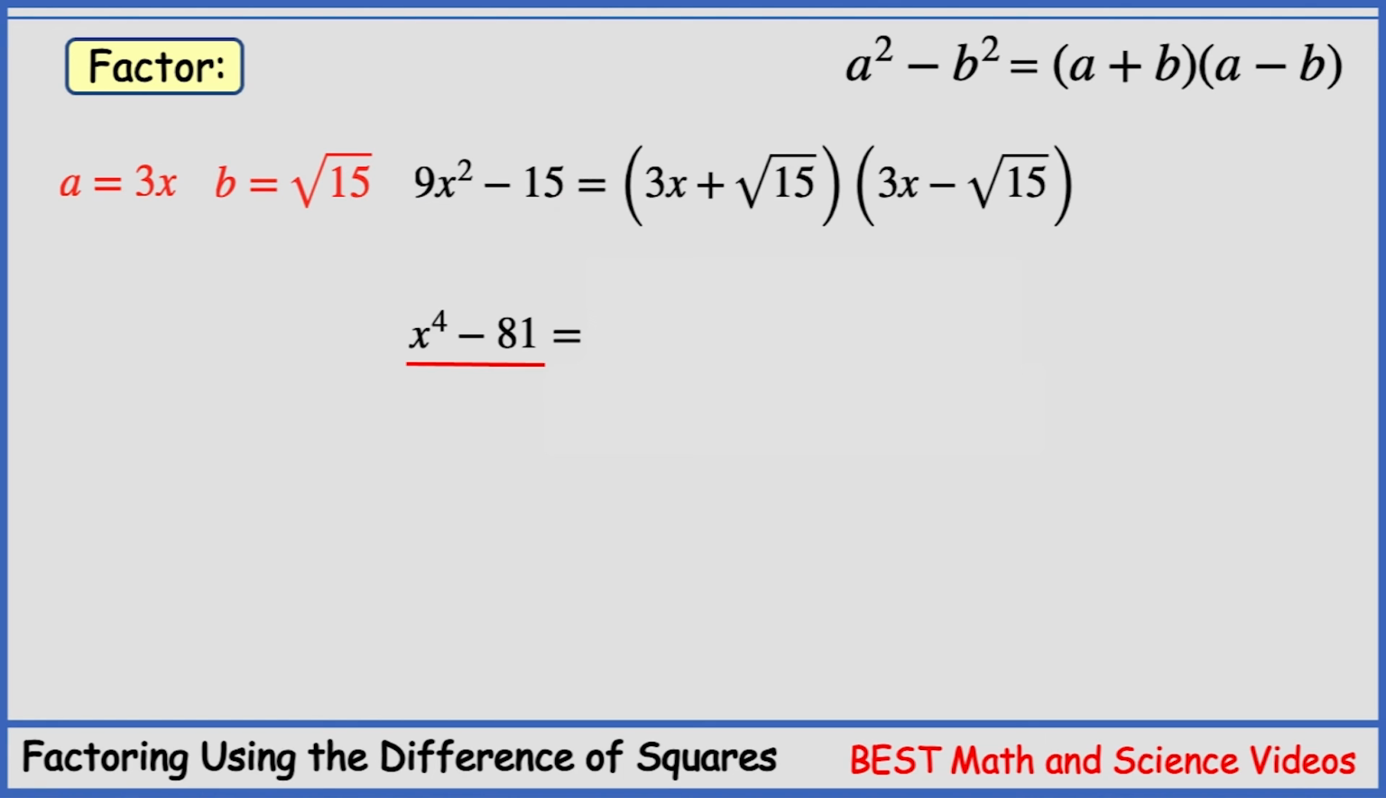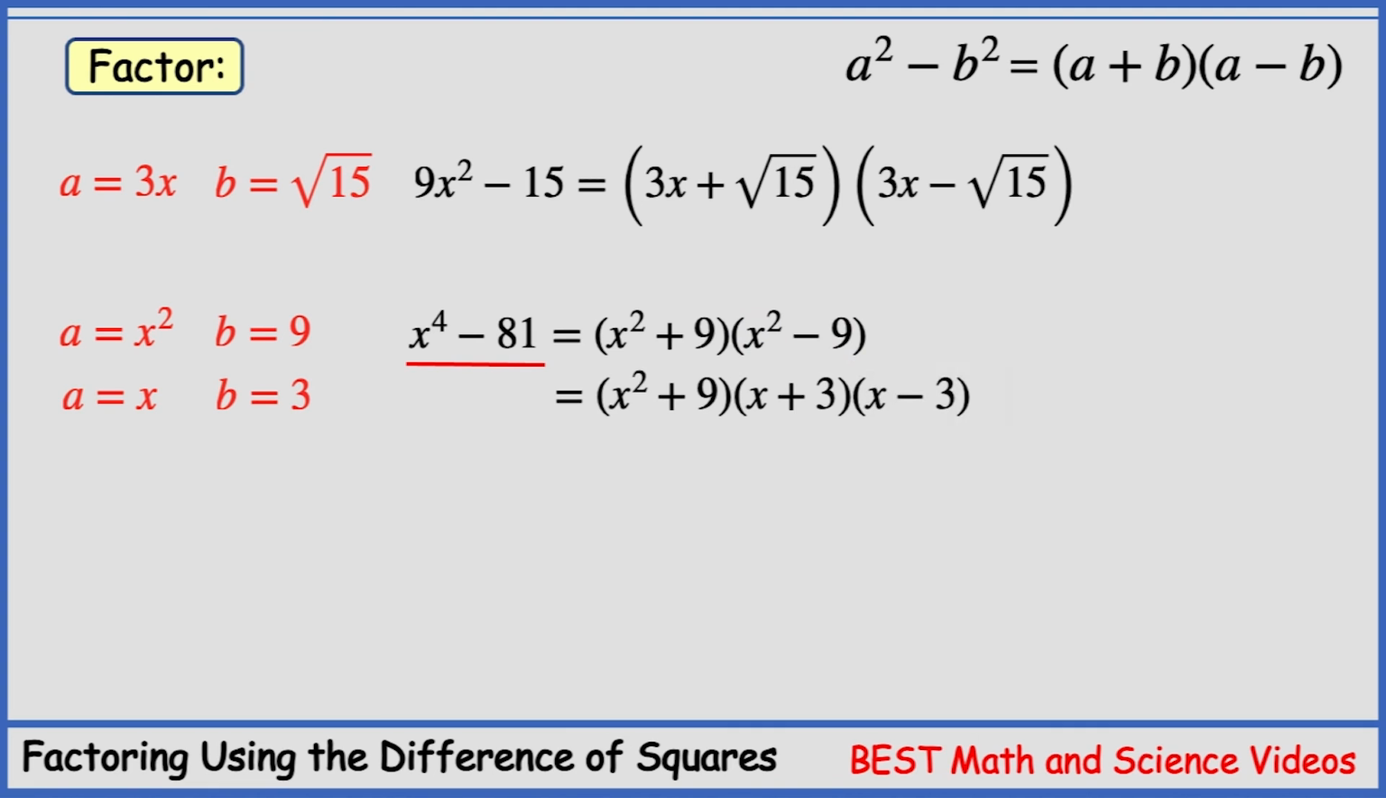Now look at x to the fourth minus 81. In this case, a equals x squared and b equals 9. The factored expression is then x squared plus 9 times x squared minus 9. But look carefully at this expression. The first term is a sum of squares, so it can't be simplified any further. The second term, however, has the form of a difference of squares. We can factor this again. In this case, a equals x and b equals 3. So the final factored form is x squared plus 9 times x plus 3 times x minus 3.